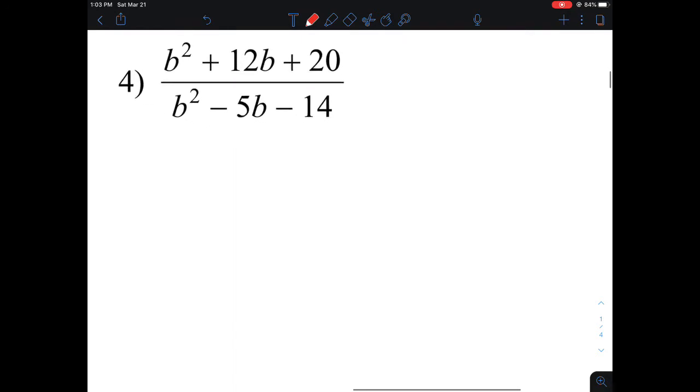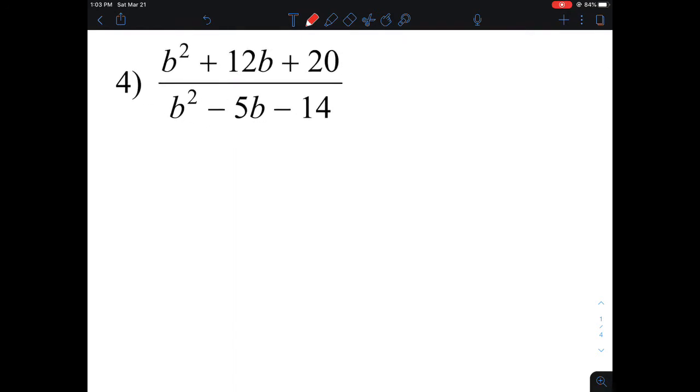Number 4 looks a lot more complicated here. I want to simplify this. Here's what we can't do: I can't say I can cancel out the b squareds and cancel out the b's, and then just say 12 plus 20 is 32 divided by negative 19. I can't do that. It doesn't work that way. I need to factor the problem here, so I want to completely factor.